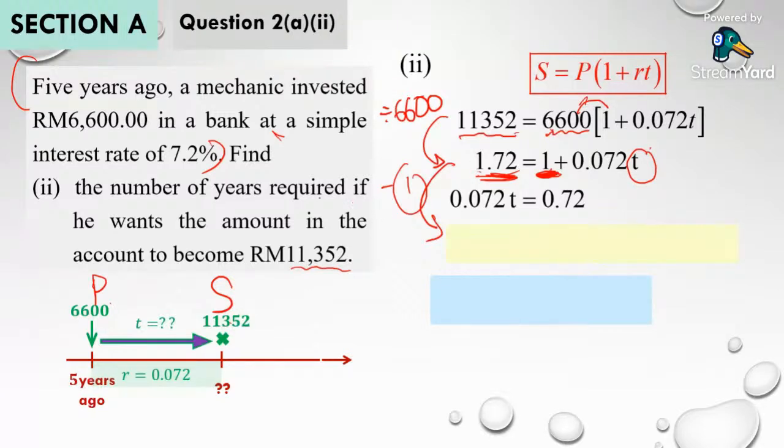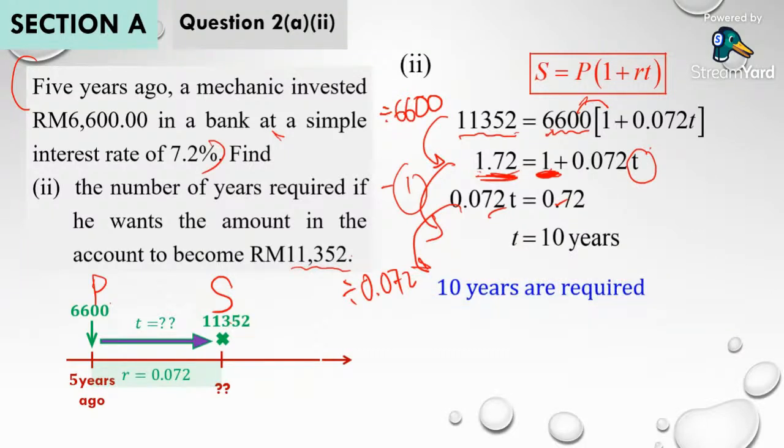From this line to the next line, I would like to divide by 0.072 on both sides. This gives me the result: t equals 10. That means it requires 10 years for 6,600 to grow to become 11352. So this is the answer that we get for this question.